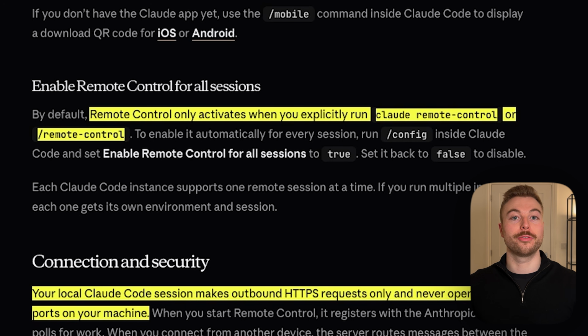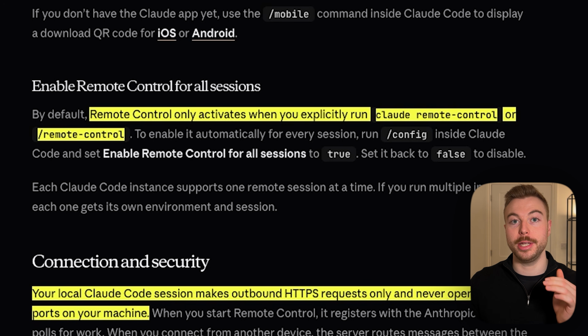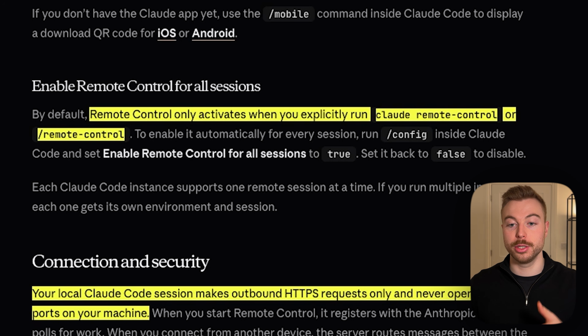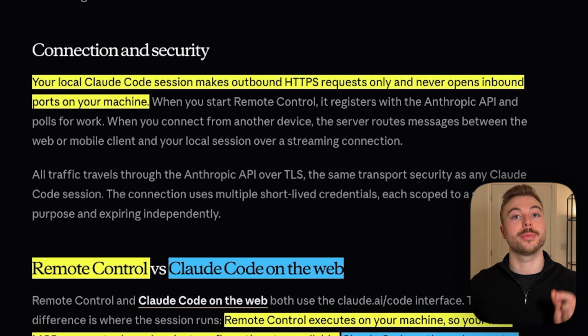Now, the remote control feature also isn't automatically activated. It will only run when we actually run the command Claude Remote Control in the CLI, or when we're in IDEs like Cursor, Anti-Gravity, VS Code, we're able to use /remote control and do it that way. They've also thought about some of the security, so it's only going to make outbound HTTP requests. It's never going to open up or try to receive any inbound requests to our machine.